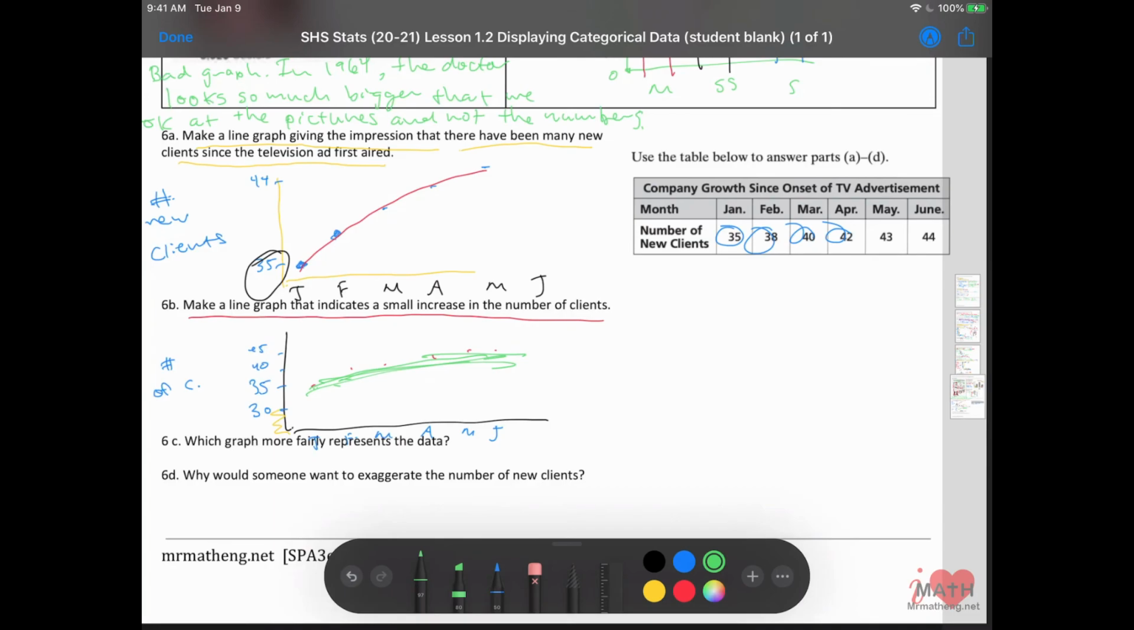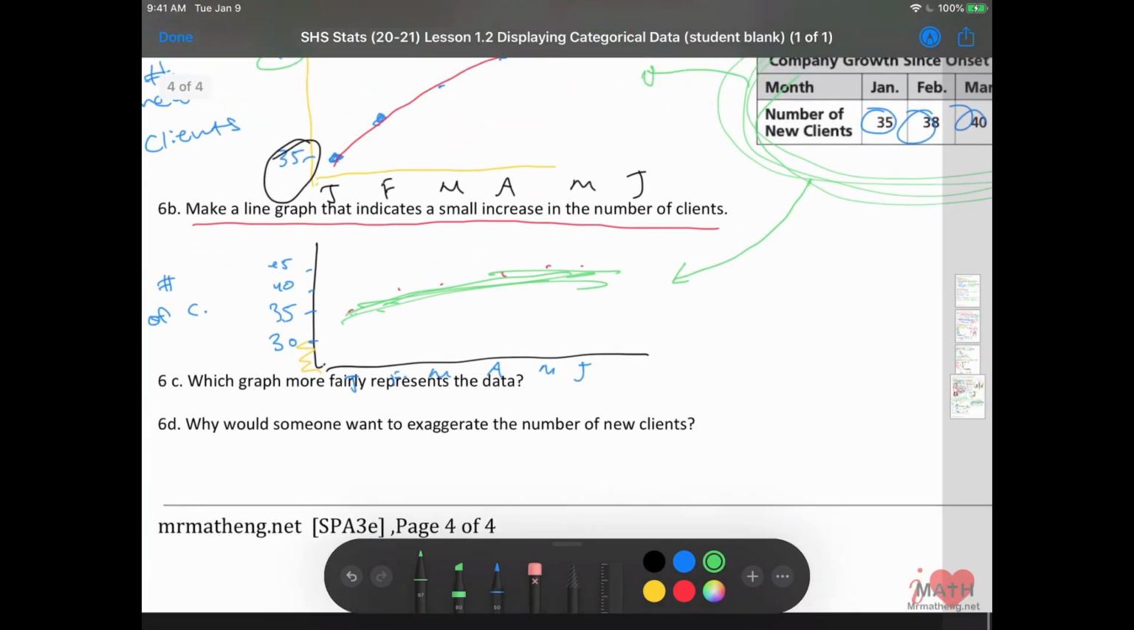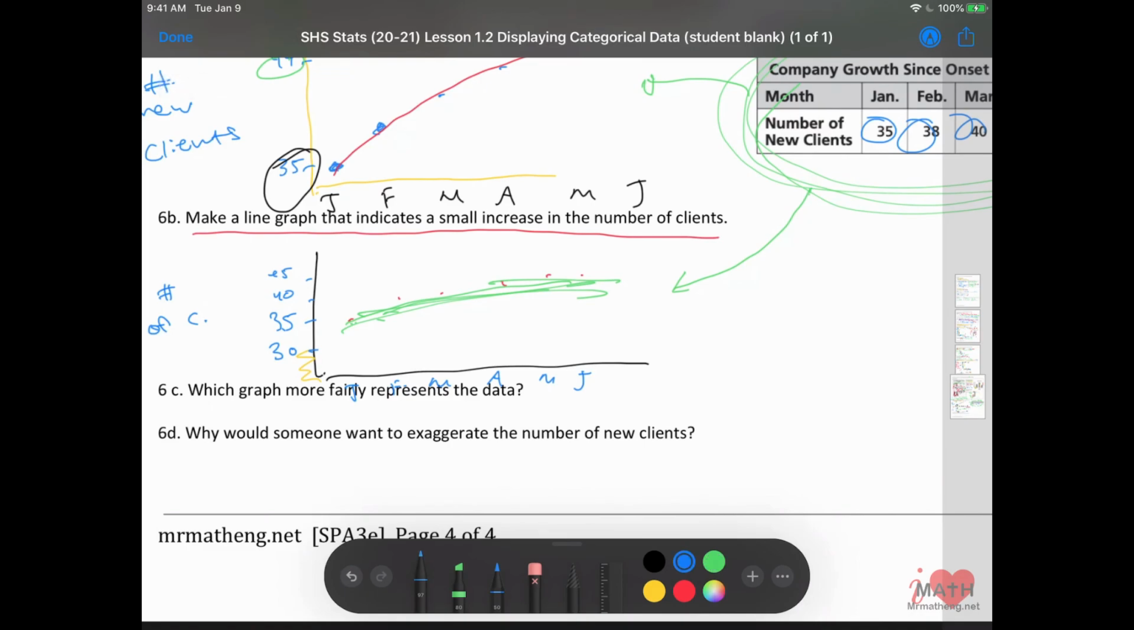Okay, so with statistics, the big idea is that with the same data, you can get two representations. You can mislead people to think that there was no growth, or maybe with this graph, if we move the 44 a little bit higher, we can show that there was more. And almost done there. Which graph more fairly represents the data? I would say the second graph.